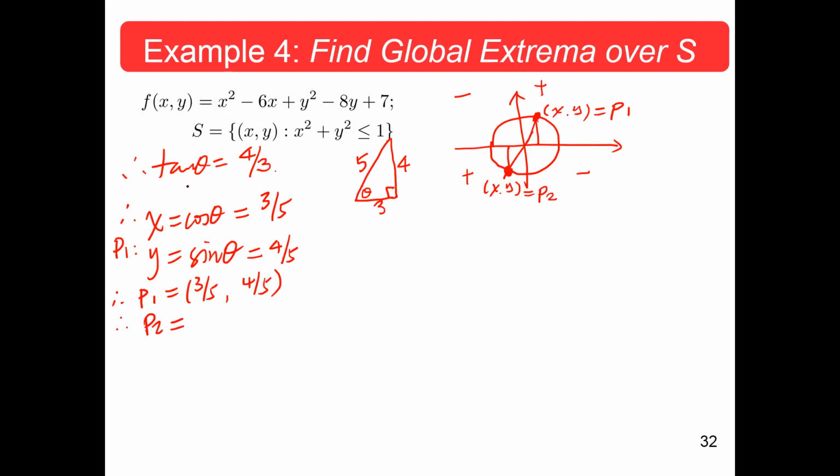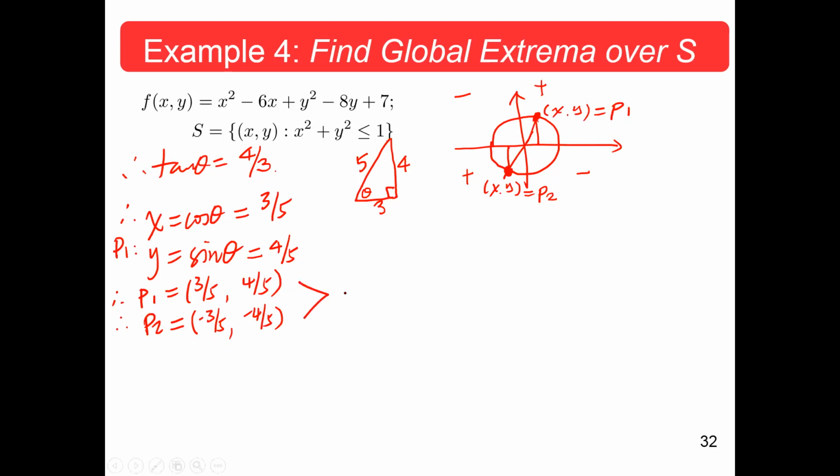P2 should have the same tangent value, which is 4/3. Of course, when it's in the 3rd quadrant, tangent will be positive as well. So you can tell the symmetry between these 2 points, P1 and P2, right? They are symmetric with respect to the origin. So by looking at the coordinates of point P1, you can get the coordinates of point P2 very easily. We'll just need to negate both x and y because they are in quadrant 3. So -3/5, -4/5.